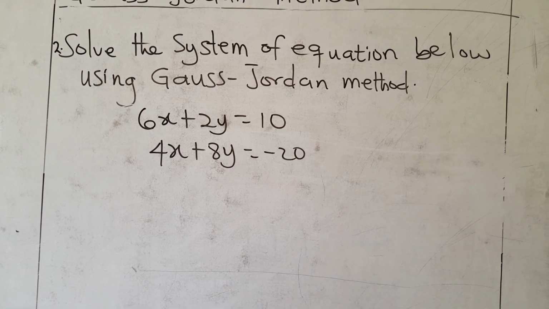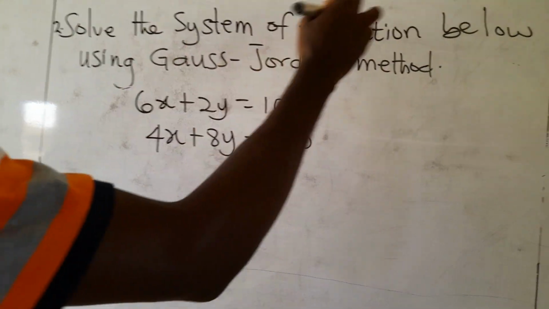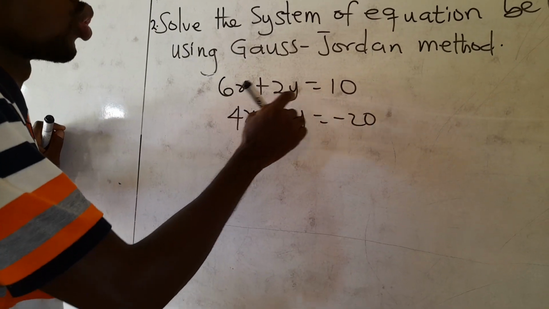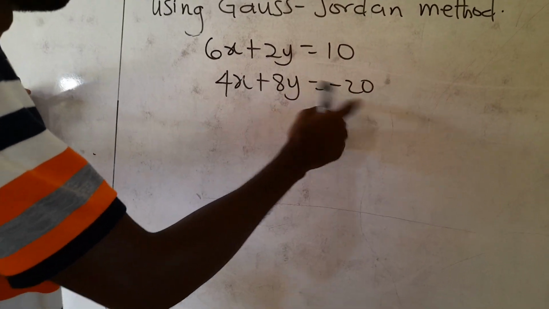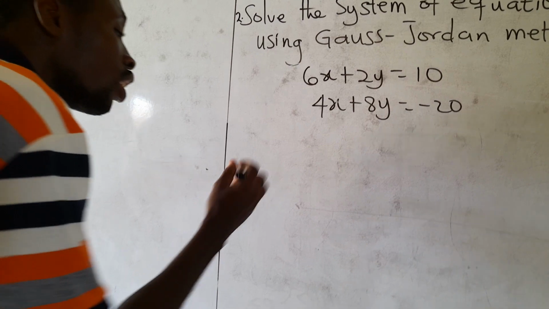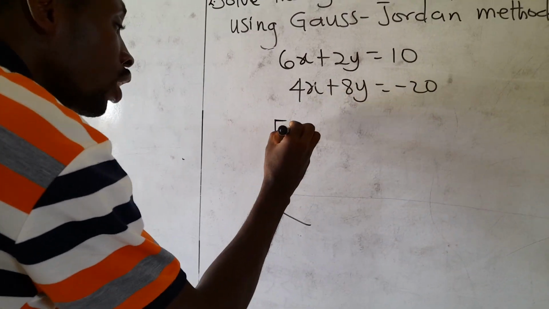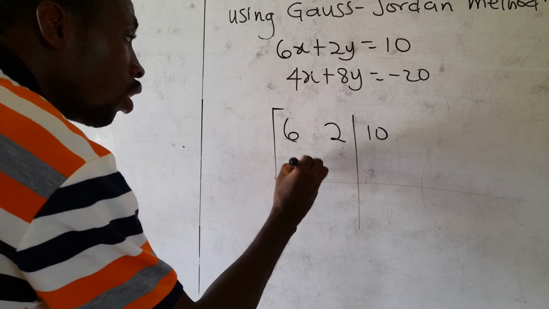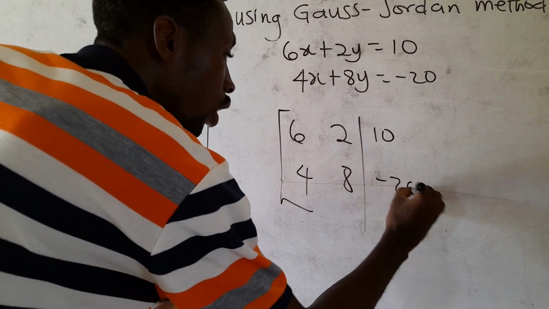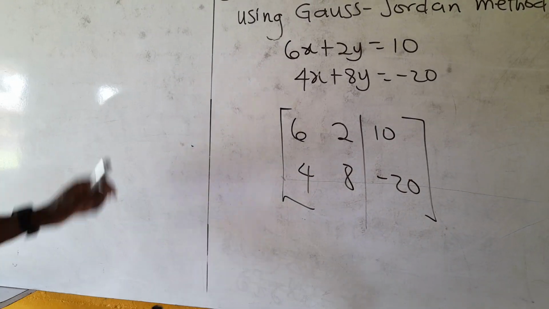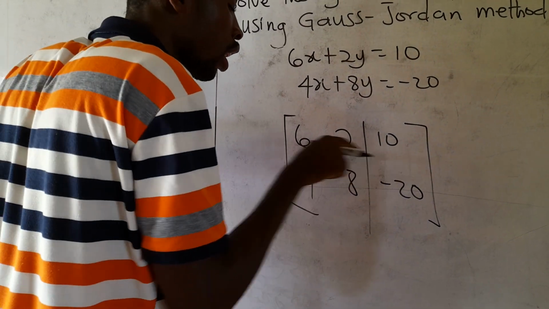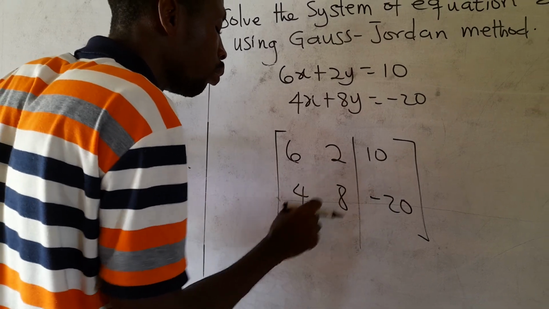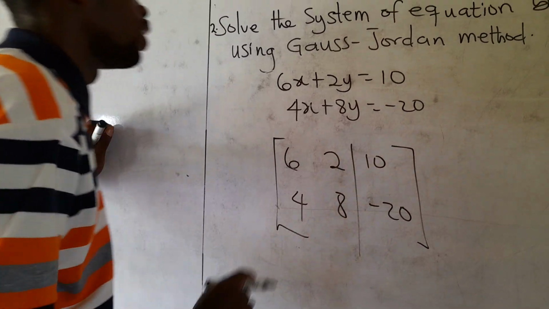So let's look at our second question. It says, solve the system of equations below using the Gauss-Jordan method. 6x plus 2y equal to 10, 4x plus 8y equal to 20. So what is the first thing? Form the augmented matrix. 6, 2, 10, 4, 8, 20. What is our task? We reduce all the entries in the leading diagonal to be 1, and below and above it to be 0.